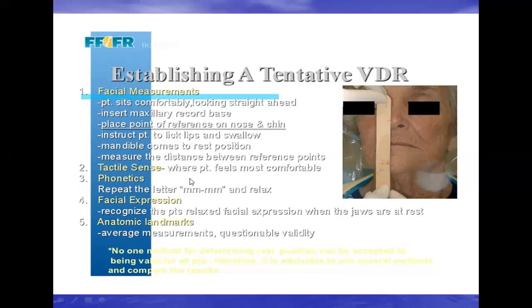Then repeat, ask the patient, take the reading and note it down. Then again ask the patient to say the M sound, where your upper and lower lips come together. So this is the passive position or vertical dimension of rest. When you say M, your teeth are not meeting each other. You always find a gap between your teeth. So that position is basically the vertical dimension of rest.